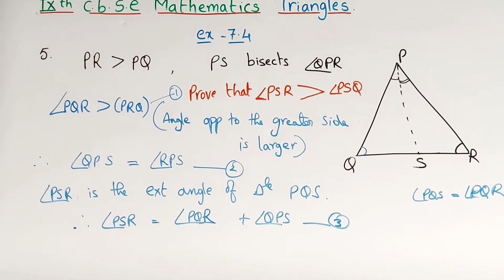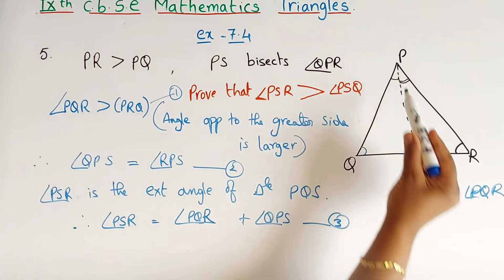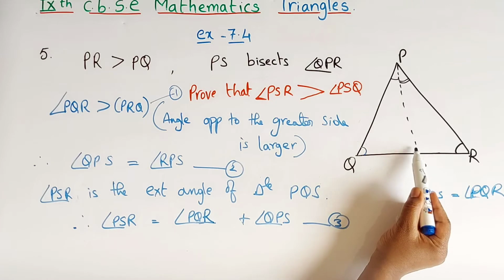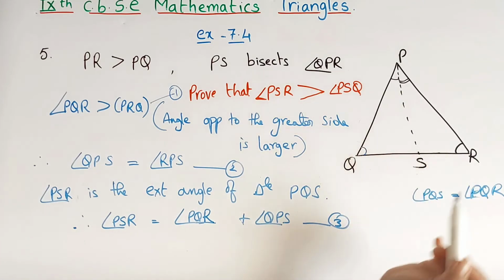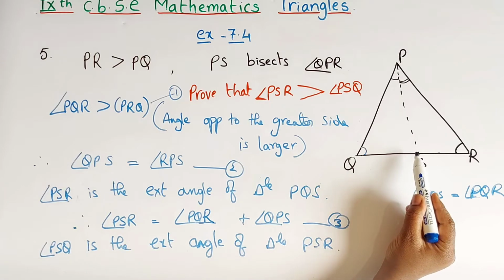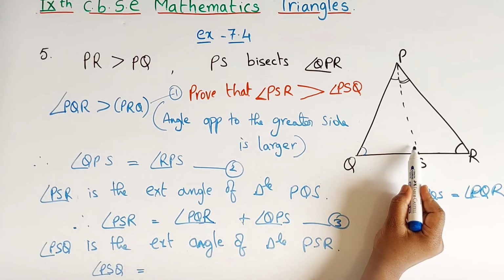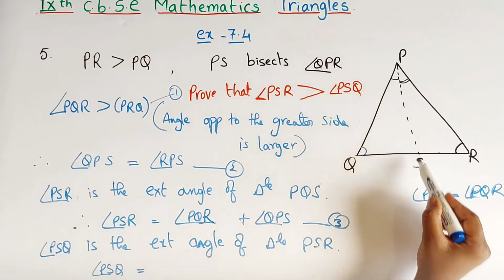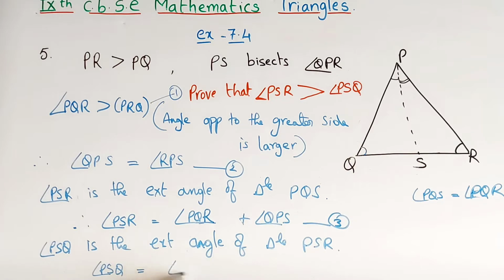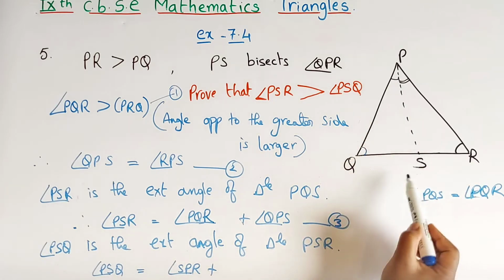Now PSQ is the exterior angle of this triangle. If you compare this triangle, PSQ, this angle is the exterior angle for this triangle. Correct, children? Here also we can use the exterior angle property: angle PSQ equals, what are the opposite angles, children? Angle SPR plus angle PRS.